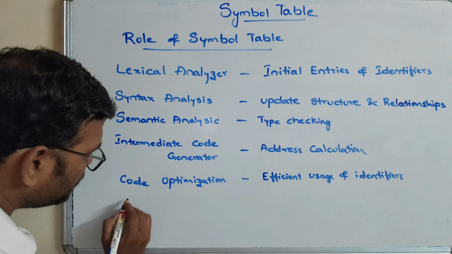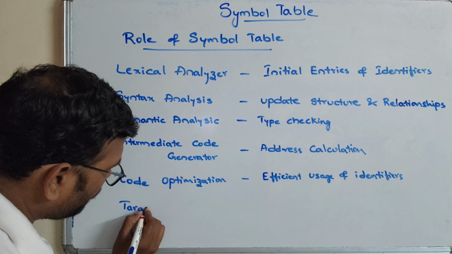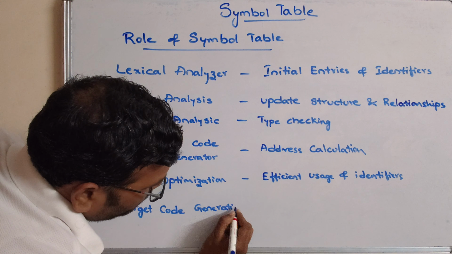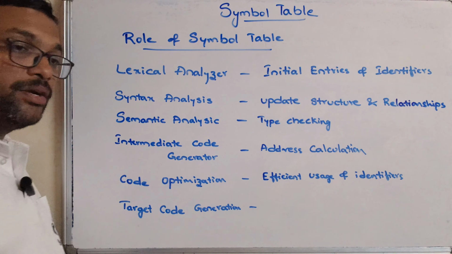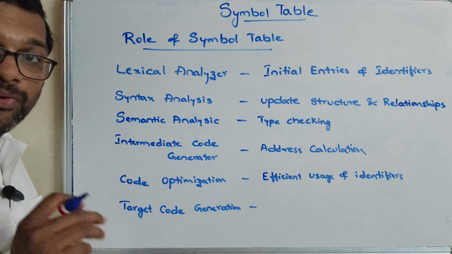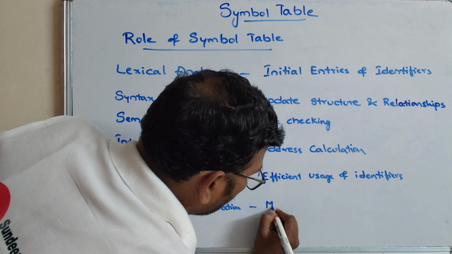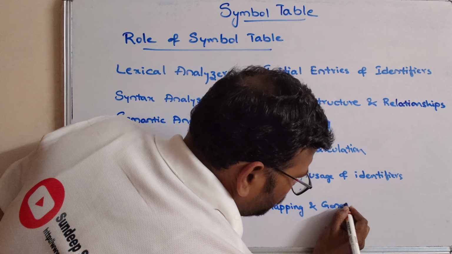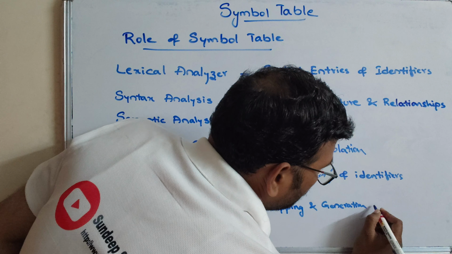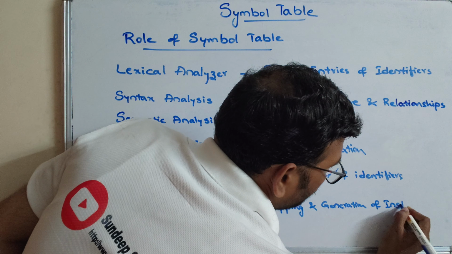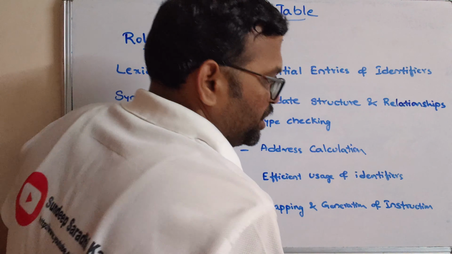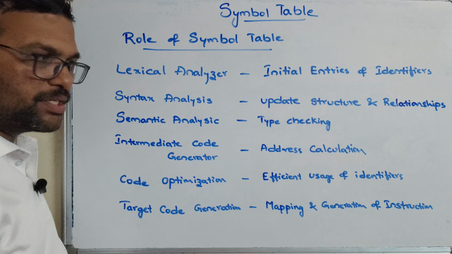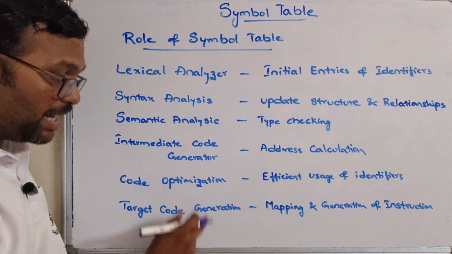And the last one is target code generation. In target code generation, the symbol table is used for mapping and generating the instructions. What is the final step? That is the generation of instructions for a target machine. So mapping and generation of target instructions is the role of the symbol table in target code generation.